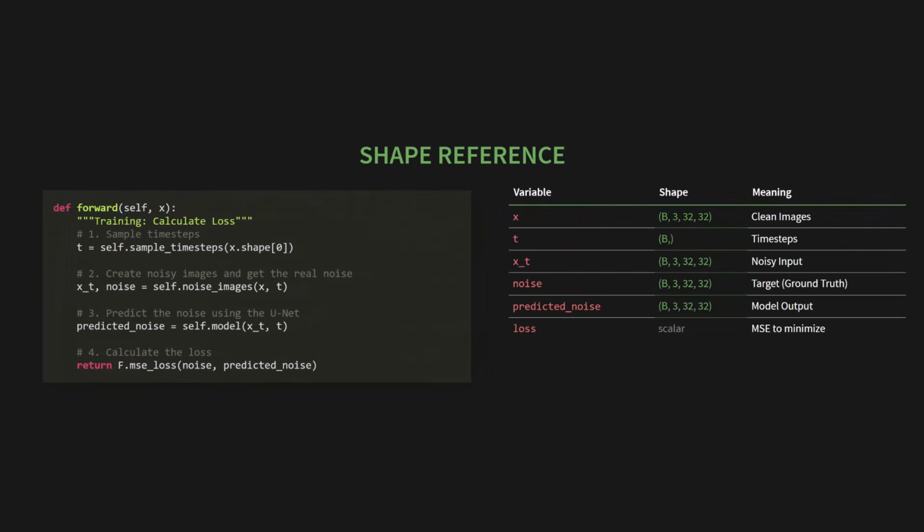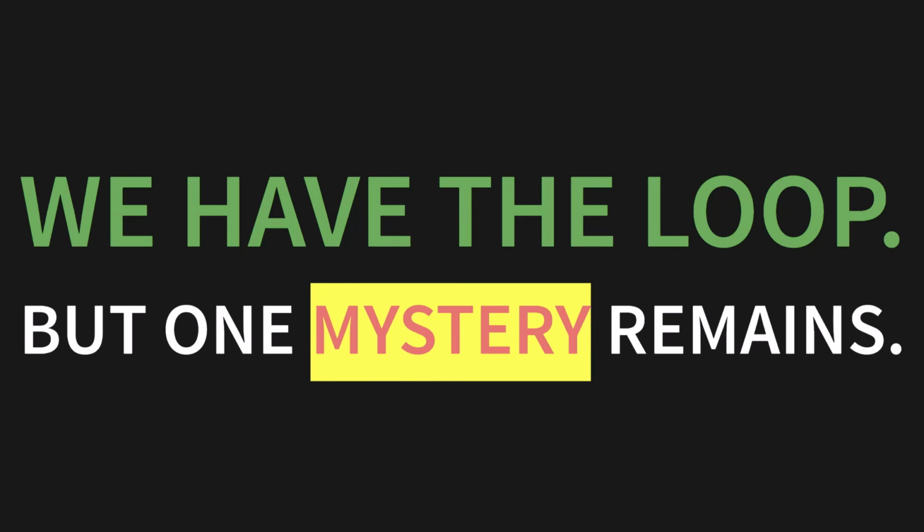Now, for those of you who love tracking your tensor shapes, here's a quick reference. You can see the clean images x, the noisy input x_t, the target noise, and the predicted noise all have the exact same shape, batch size by 3 channels by 32 by 32. The time steps t is just a vector with a value for each image in the batch. And all of this gets crunched down into a single scalar value, the loss, which we use to make the model better. So we have the loop, we have the data generation, we have the loss function, we're pretty much there, but one mystery remains.